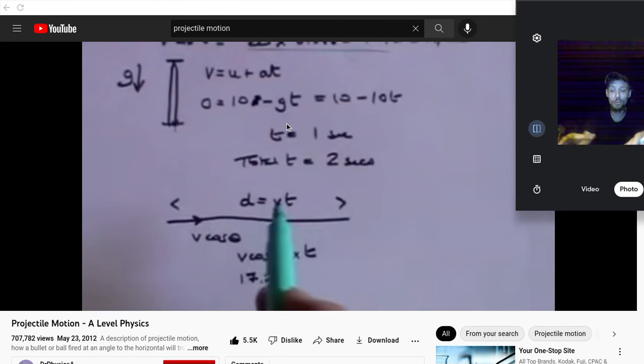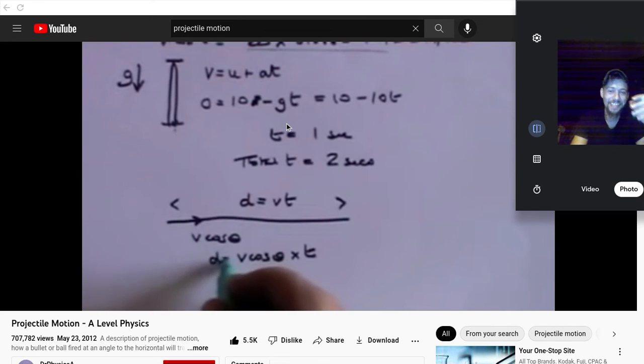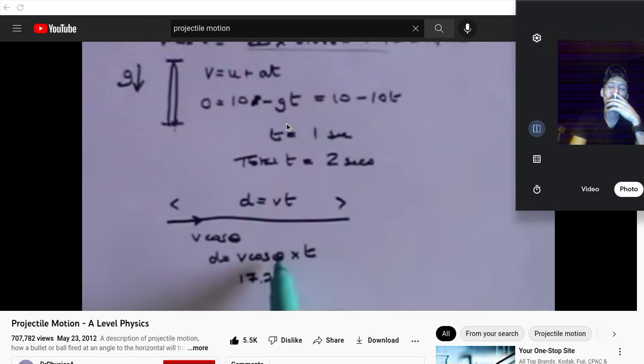Again, we said that d is easier to track than vt. The velocity in this case is v cosine theta. So d is equal to v cosine theta, that's the horizontal velocity, times the time.